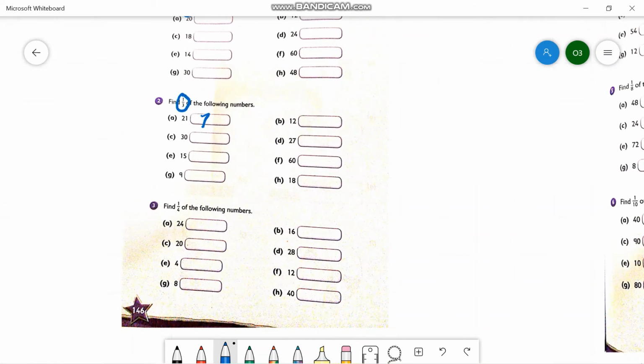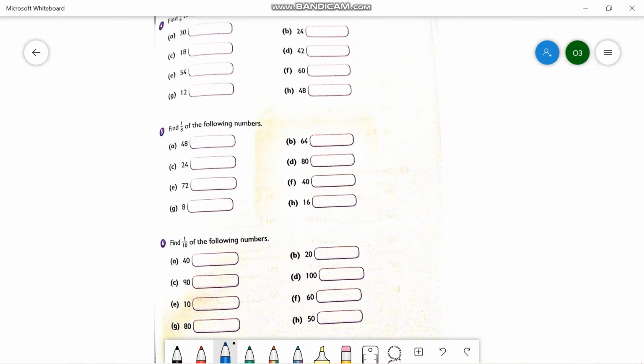Okay, number 3. Find 1/4 of the following numbers. So 1/4 means you're going to divide these numbers by 4. So 24 divided by 4, 16 divided by 4, 20 divided by 4, and so on. So let's have an example. 1/4 of 24. Let's divide 24 by 4. 24 divided by 4 is 6. Okay, so 1/4 of 24 is 6.